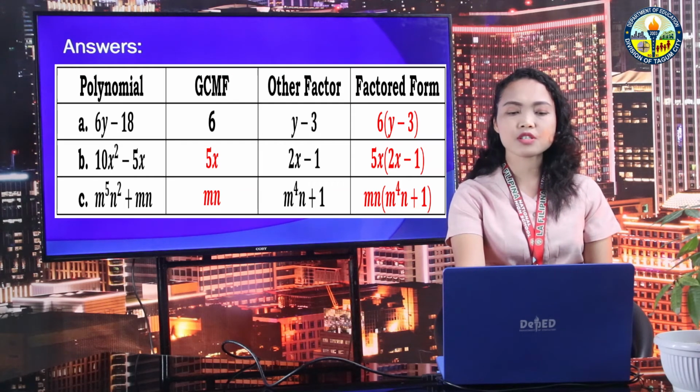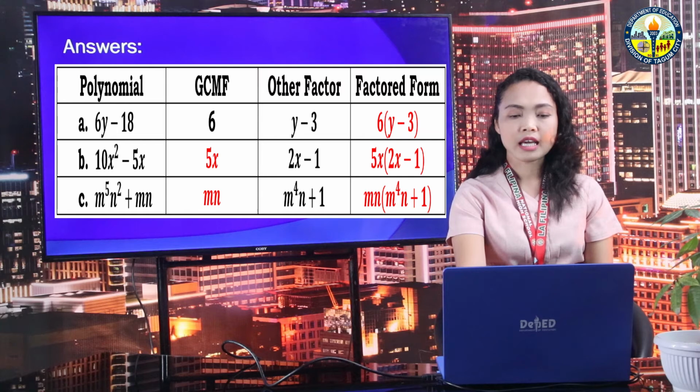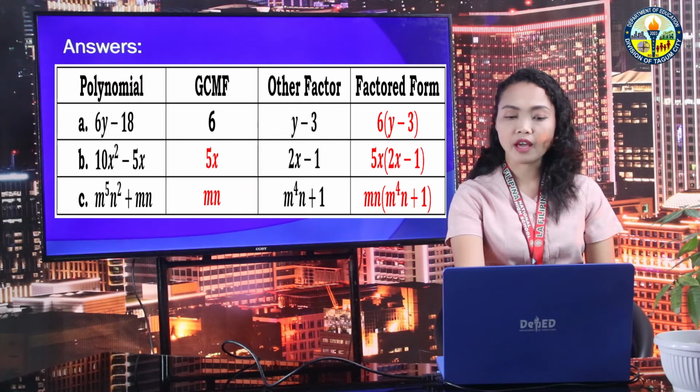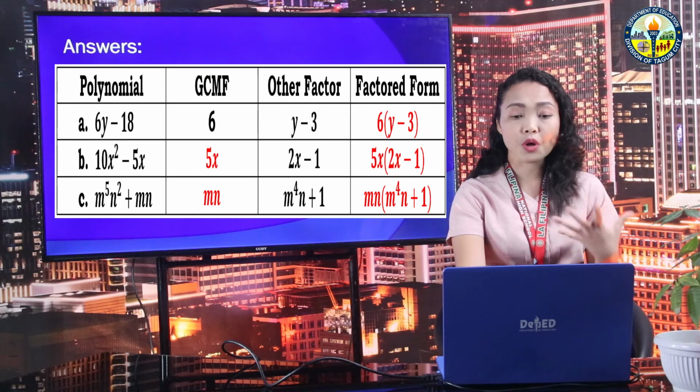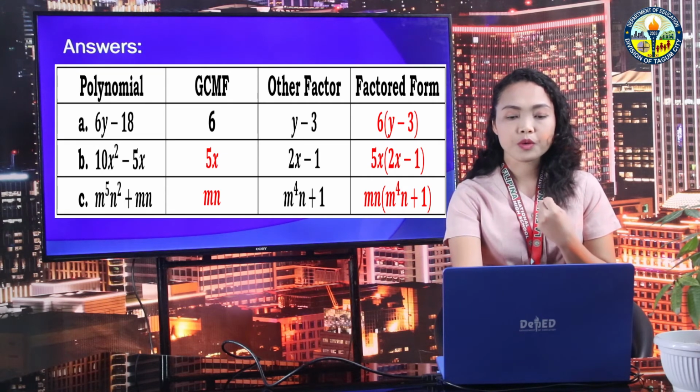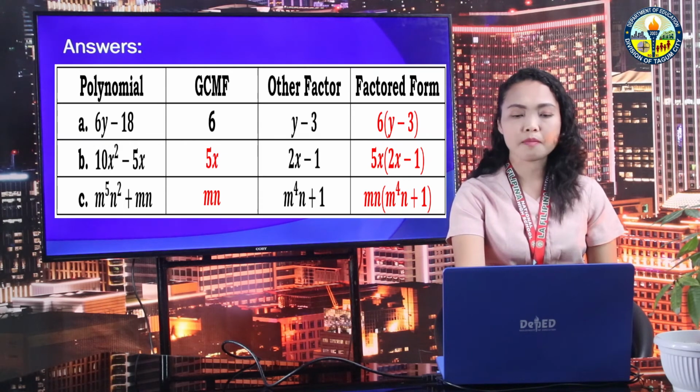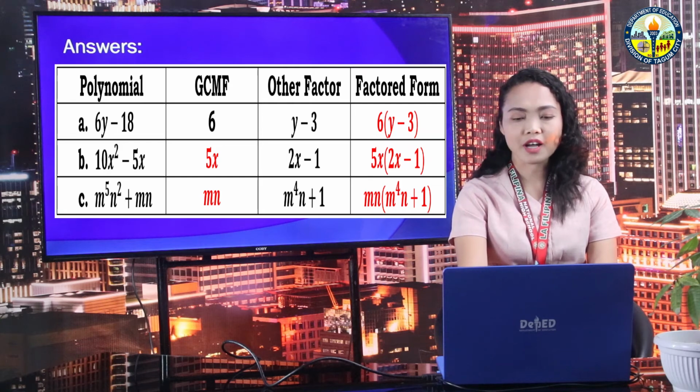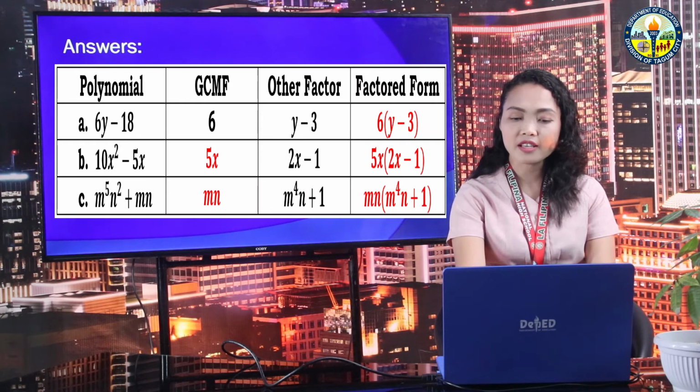We have 10x squared minus 5x. The given are the GCMF, which is 5x, and the other factor, which is 2x minus 1. So what you're going to do is multiply the GCMF and the other factor. So the factored form is 5x times 2x minus 1.